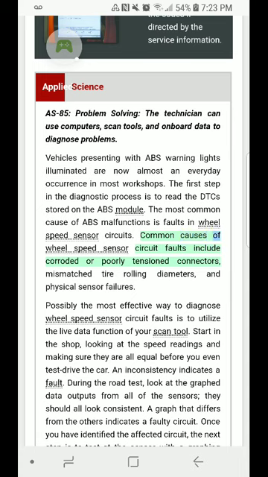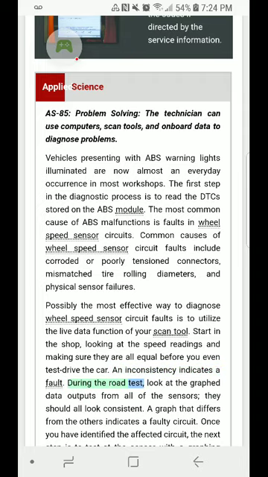Common causes of wheel speed sensor circuit faults include corroded or poorly tensioned connectors, mismatched tire rolling diameters, and physical sensor failures. Possibly the most effective way to diagnose wheel speed sensor circuit faults is to utilize the live data function of your scan tool. Start in the shop, looking at the speed readings, and making sure they are all equal before you even test drive the car. An inconsistency indicates a fault.